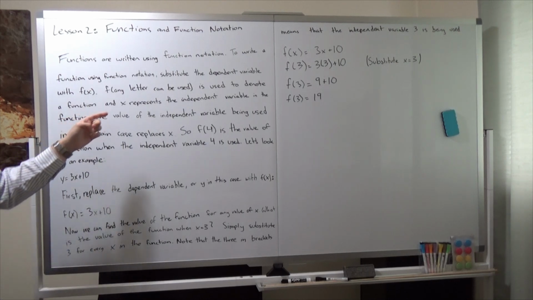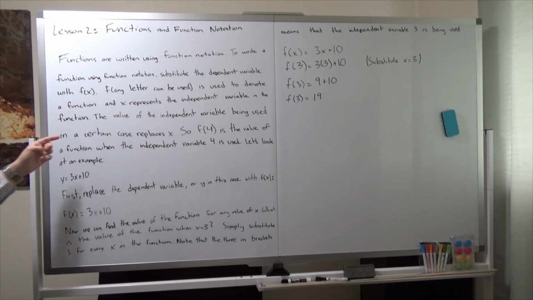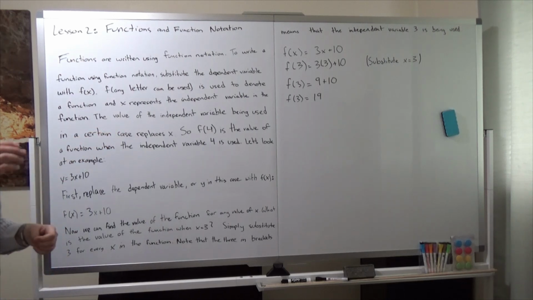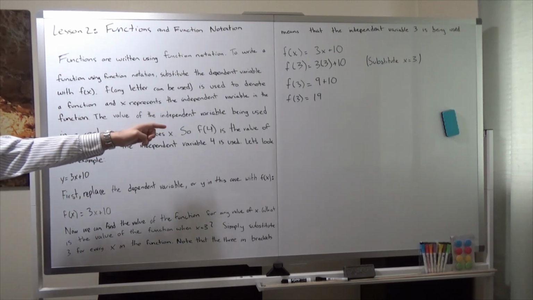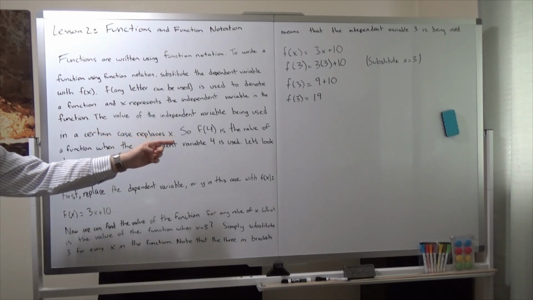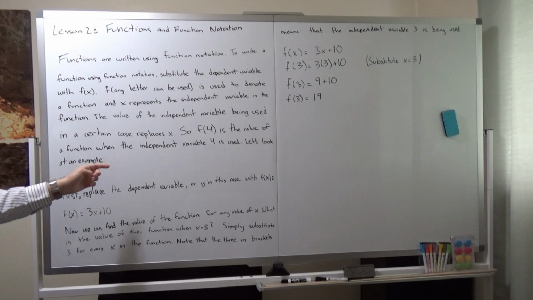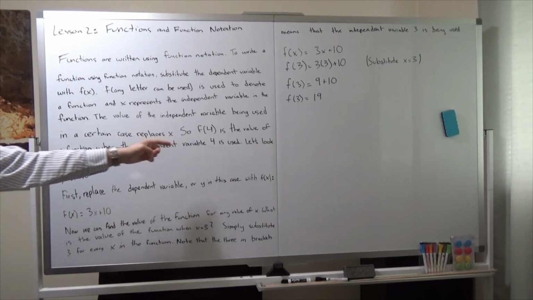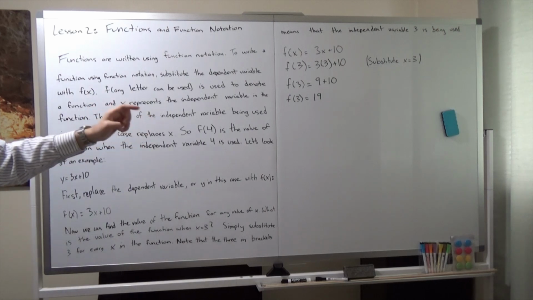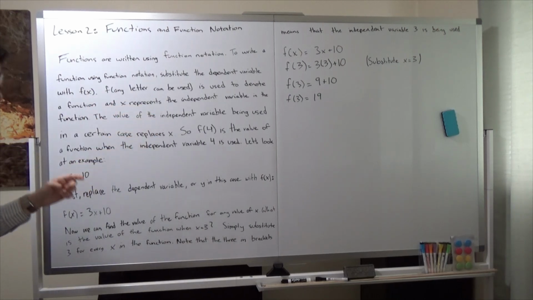The value of the independent variable being used in a certain case replaces x. So whatever value you have for an independent variable is going to replace x. So f of 4 is the value of a function when the independent variable 4 is being used. Let's look at an example. So 4 is being used as the independent variable, so it replaces x. So we have f of 4.